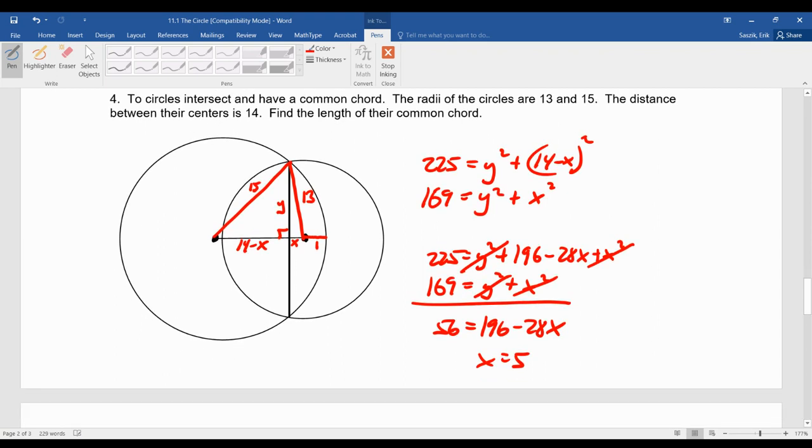If x is 5, you can do a little Pythagorean theorem. Actually, it's a triple, right? That means y is 12. So you were asked for the common chord. The chord would be 24. That's a tougher one for sure. Might have to replay that. Okay.